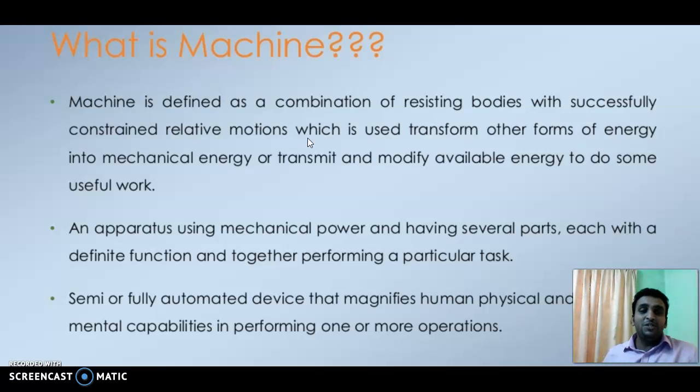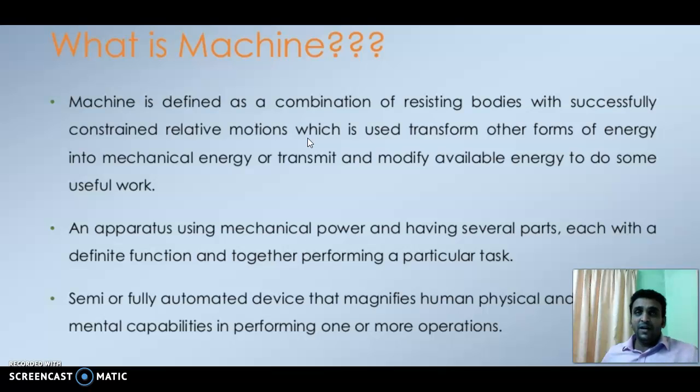Then next one is machine. What is a machine? Please read. A machine is defined as a combination of resisting bodies with successfully constrained relative motions, which is used to transform other forms of energy into mechanical energy or transmit and modify available energy to do some useful work. So we are already aware of what is a machine. We studied what is a machine and a mechanism in the previous semester. So just study once more what is a machine.